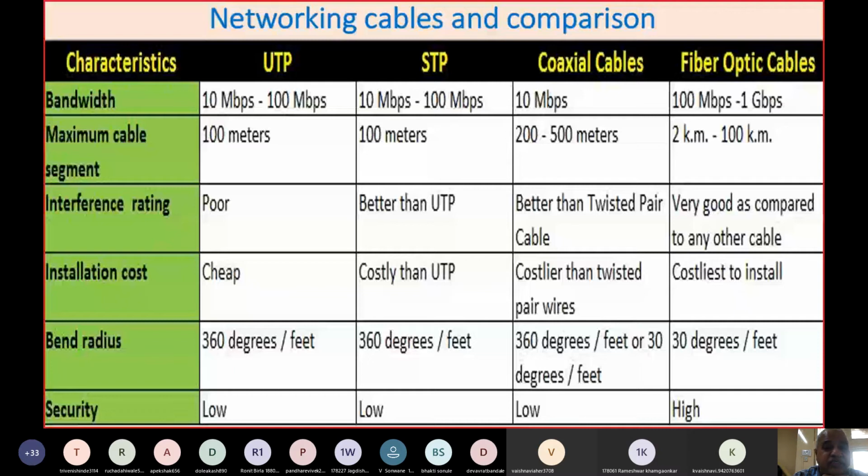Then interference ratings: for coaxial this is very poor. STP is better than UTP, better than twisted pair. For fiber it is very good, because it is glass, so it is very free from EMI interference. Then installation cost: UTP is very cheap, coaxial is somewhat costlier than twisted pair, but fiber is the costliest to employ.